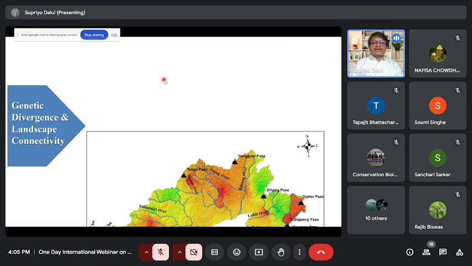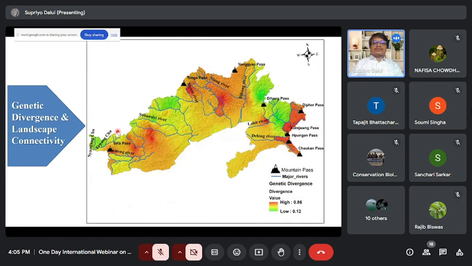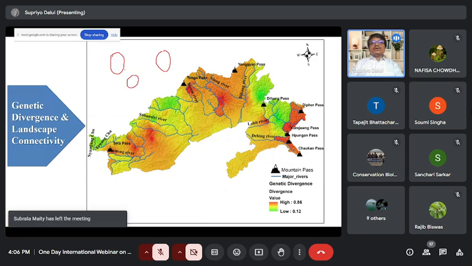So based on this genetic data, we can also have something like this. This is called a genetic divergence map. Genetic divergence is basically the genetic distance between 2 populations. For ease of understanding, let me explain genetic distance between 2 populations. Suppose these are 3 different populations. Maybe these 2 populations have a good amount of gene sharing or gene flow from one to another. So they will have less genetic distance or less genetic divergence.